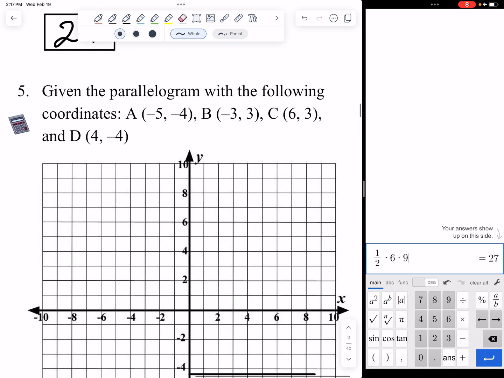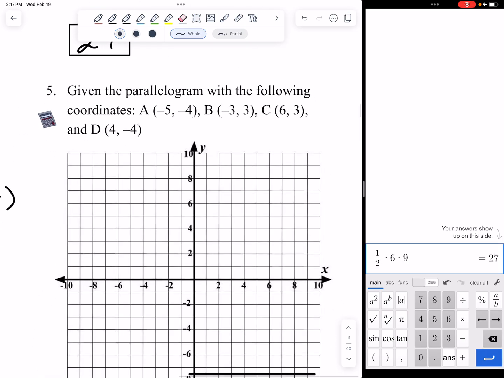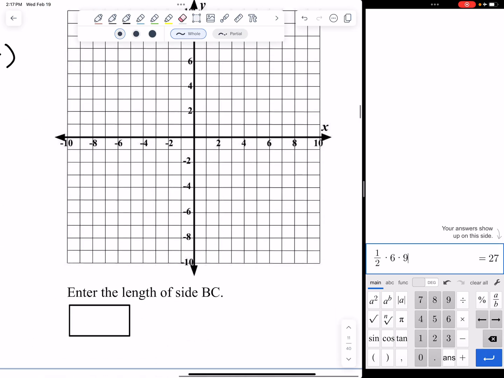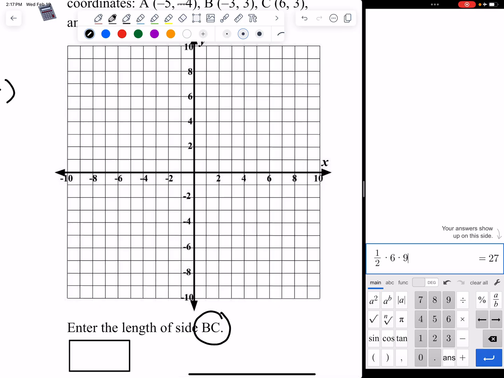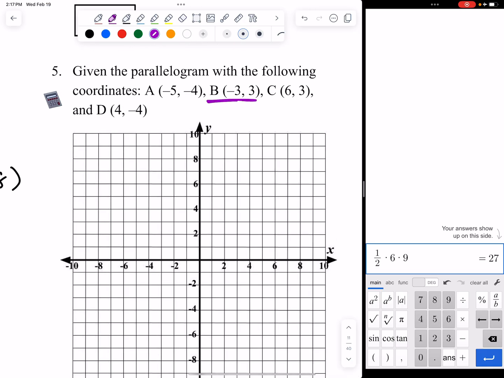All right, given the parallelogram with the following coordinates, so, okay, 4 points to get a parallelogram, find the length of BC. There's another length question. So can you guess? They might ask you one of these, huh? It's like another one, and we're barely on number 5. So what do I care about? I only care about B and C. So let's see, B is right there, C is right there. Let's go ahead and plot these points.